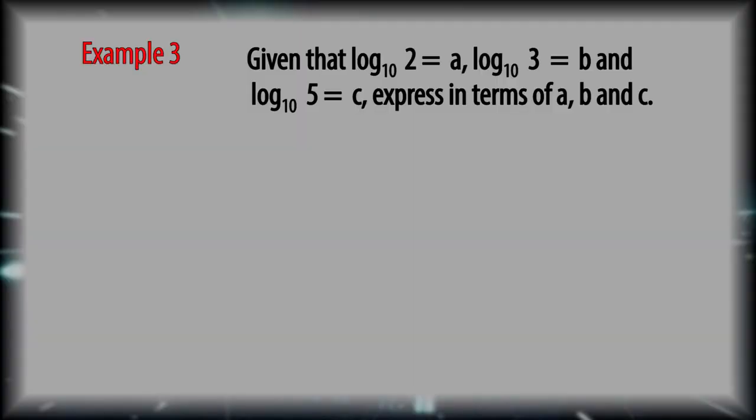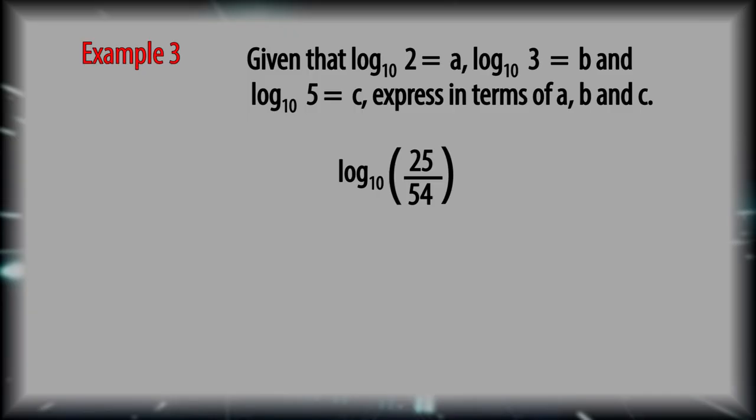Given that log base 10 of 2 is equal to A, and log base 10 of 3 is equal to B, and log base 10 of 5 is equal to C, express in terms of A, B, C the following. And we have log base 10 of 25 divided by 54.